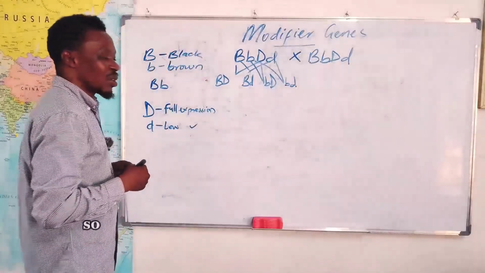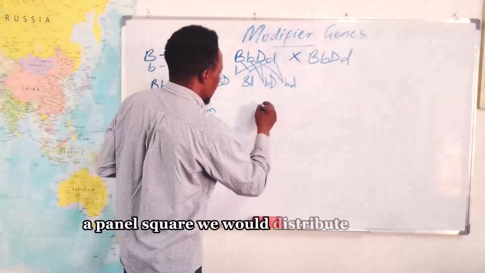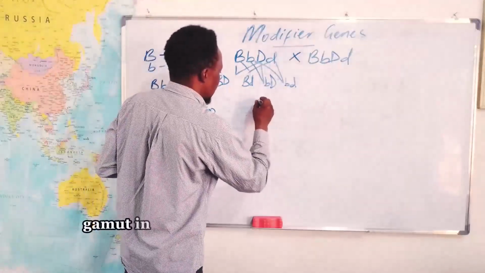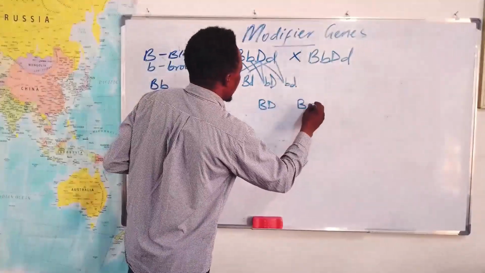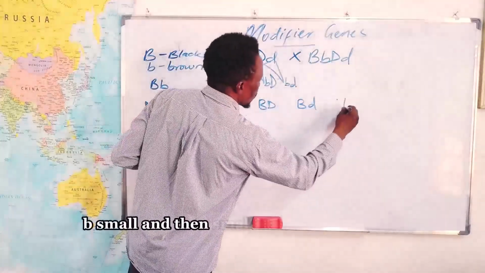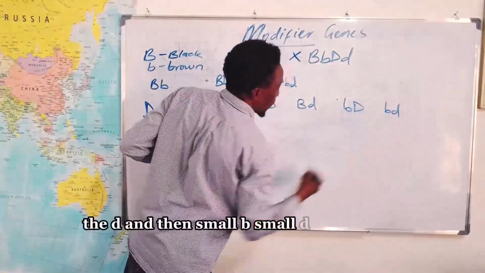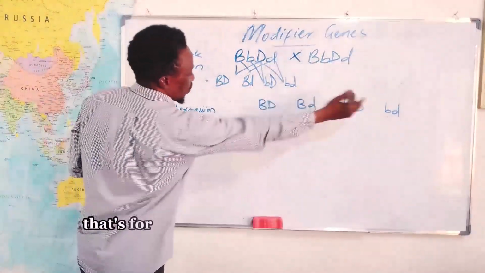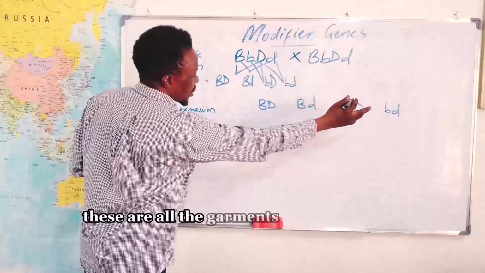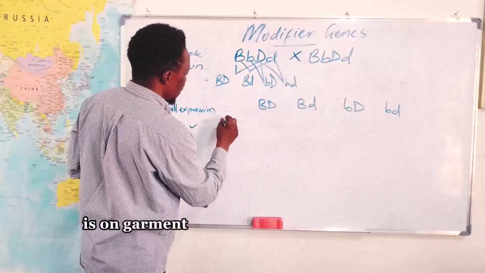All right. So if we have a Punnett square, we distribute these gametes in the Punnett square. We're going to have BD, B small d, and then small b D, and then small b small d. That's for one of the parents. These are all the gametes one of the parents will donate. The other parent will donate his own gametes this way.